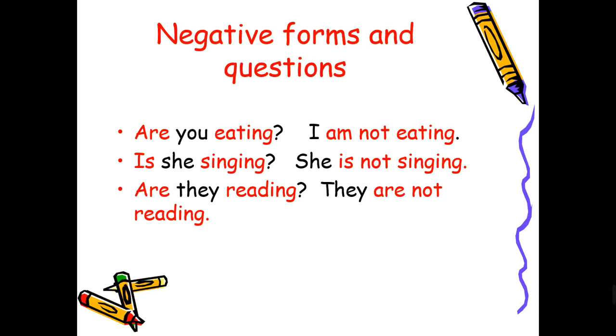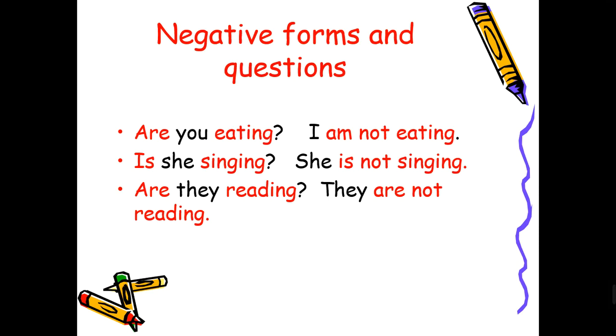How do you put it in the negative? Same style, you just add not. Are you eating? I am not eating. This is the question form. Are you eating? You start with the auxiliary verb are, and then the subject you, and then verb plus ing, eating. How do you answer in the negative? You say I am not eating. Is she singing? She is not singing.